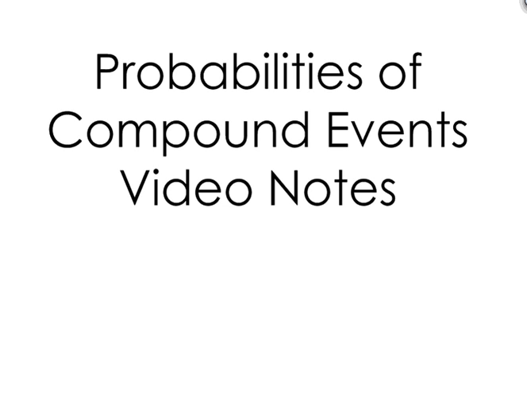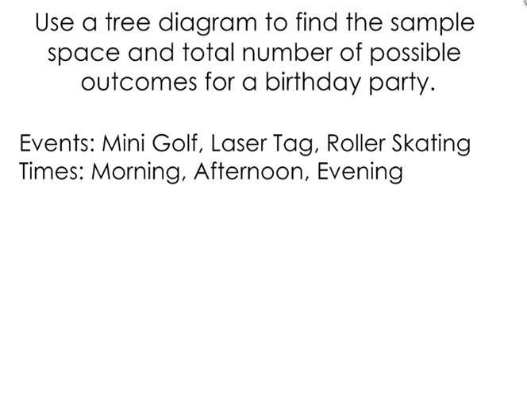In these video notes, we're going to look at how to calculate probabilities of compound events. So basically that just means the probability that multiple things happen together. We're going to start off by looking at how to make tree diagrams, and that's going to help us find the sample space, which is just the total number of outcomes all listed out.